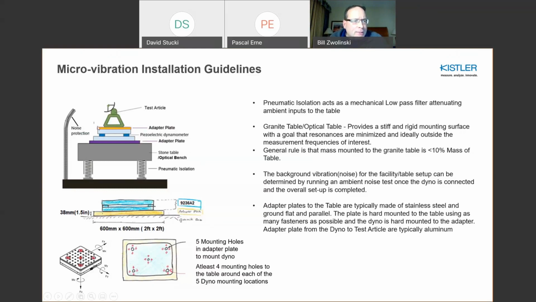The adapter plate on the top, we can typically recommend aluminum. I think that is a good compromise to have a low mass on the dynamometer, as well as largely there's not usually a lot of bending moments associated with these types of mechanisms.